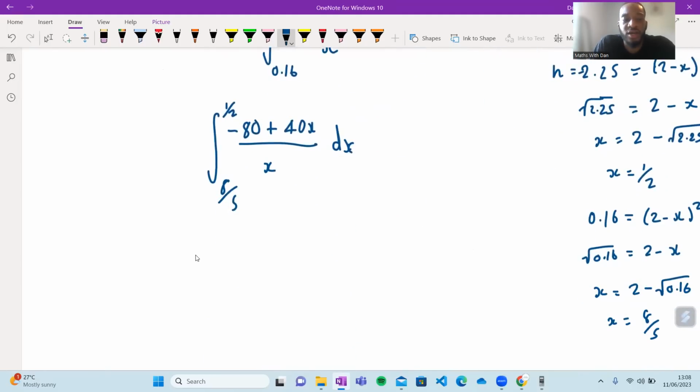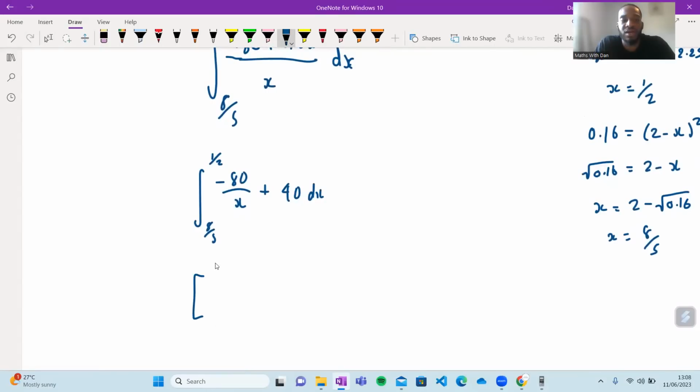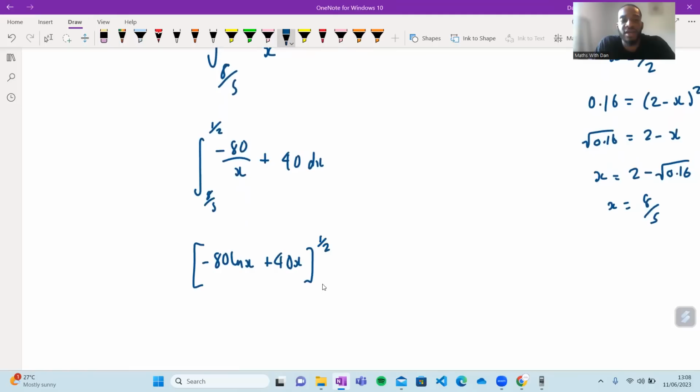Okay, now let's just finish this off. So now, how do we integrate this though? We've got minus 80 plus 40x all divided by x. Anybody have any ideas how we integrate that? What do we do? Exactly, we separate our fraction. So we're going to do minus 80 over x and then plus 40x over x. That'll just be 40, isn't it? dx, and then half there, and then 8 over 5 like this. And then now this is fine because this is going to be minus 80 ln x and then plus 40x, right? And now we just plug in our limits, half and then 8 over 5.